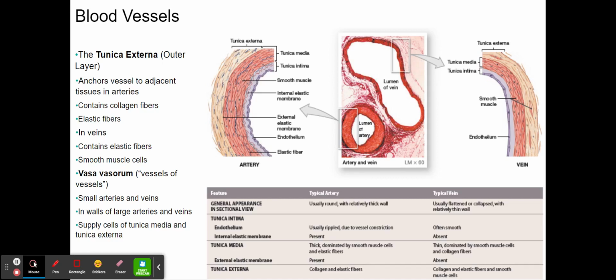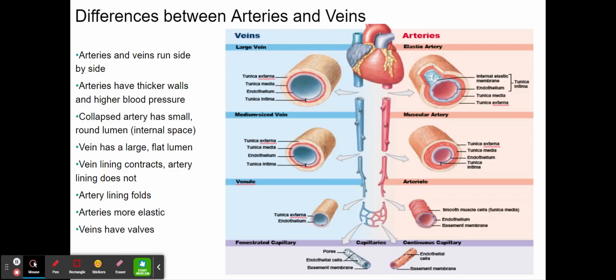The tunica externa, or the tunica adventitia, is the outer layer of blood vessels. It is a connective tissue sheath. In arteries, it contains collagen fibers with scattered bands of elastic fibers. In veins, it is generally thicker than the tunica media and contains networks of elastic fibers and bundles of smooth muscle cells. The connective tissue fibers of the tunica externa typically blend into those of adjacent tissues, stabilizing and anchoring the blood vessels. Their layered walls give arteries and veins considerable strength.